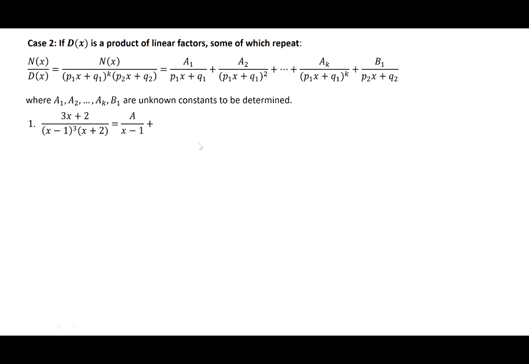A over x minus 1 plus b over the quantity x minus 1 square plus c over the quantity x minus 1 cube and plus d over x plus 2, just like I said. Cool? All right.